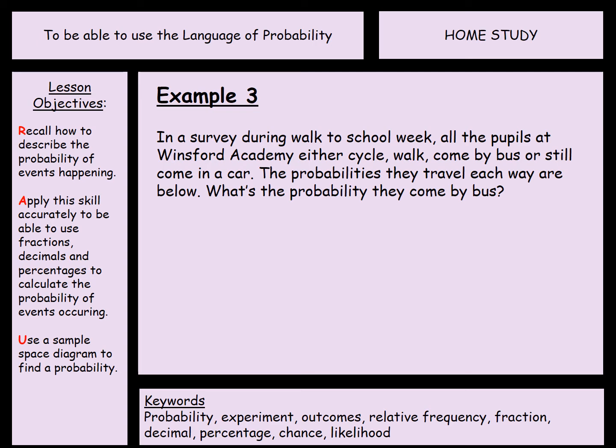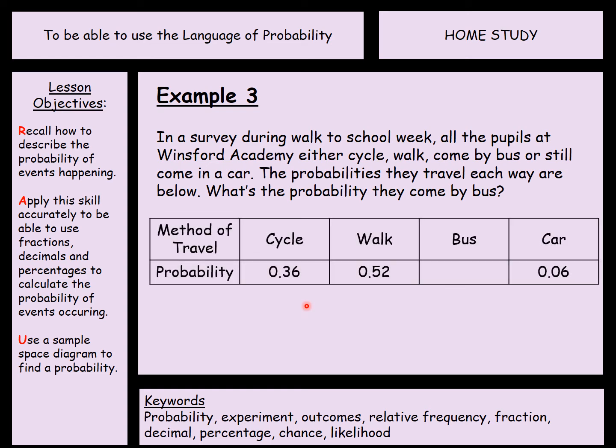Example 3, in a survey during a walk to school week, all the pupils at Winsford Academy either cycle, walk, come by bus, or still come in a car. The probabilities they travel each way are below. What's the probability they come by bus? So the first thing we need to check, is there any other way that they could get to school? Cycling, walking, coming by bus, or coming in a car? It seems that that is the only thing that we've got. We've got 3 things. We know that they add up to one whole one. So to get the final one, the probability of getting a bus is 1 minus the sum of the other 3, which is 0.06.